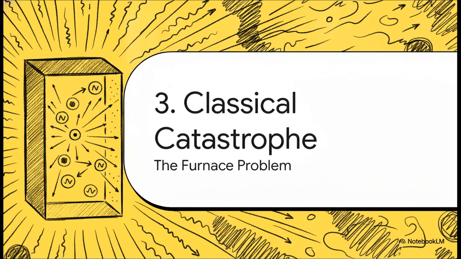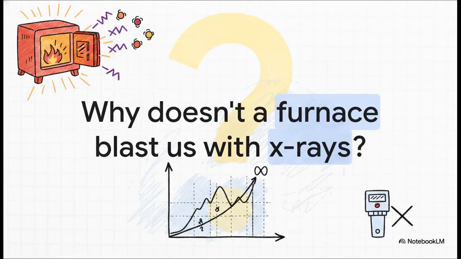Part 3. The classical catastrophe. This brings us to a massive historical problem. If every single oscillator, like every atom, every electron, shares energy equally based on temperature, what happens to light and radiation inside a perfectly hot box? Seriously, why doesn't an open furnace just burn our eyes out with X-rays?